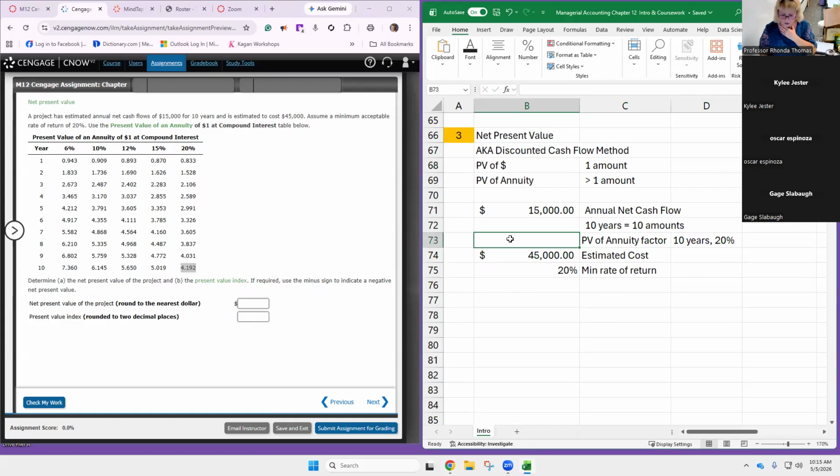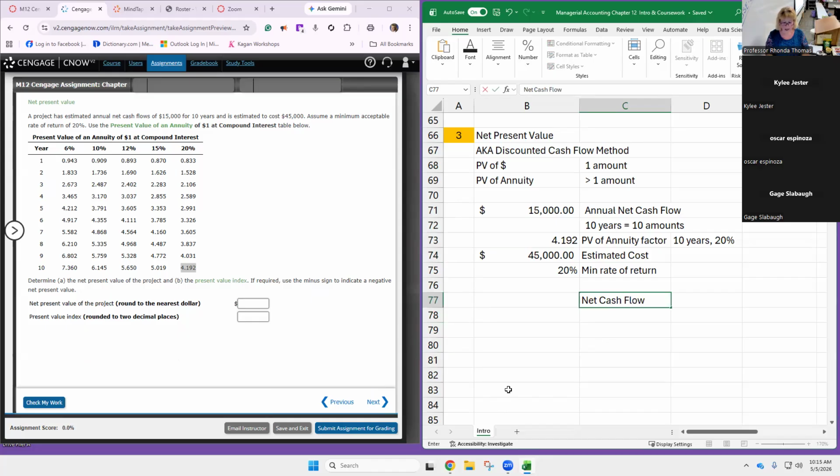Okay, so the factor is 4.192. We're going to take the annual cash flows times 4.192. That is going to be your net value, and then we've got to subtract the cost. So let's do the cash flow part first. Okay, net cash flow.